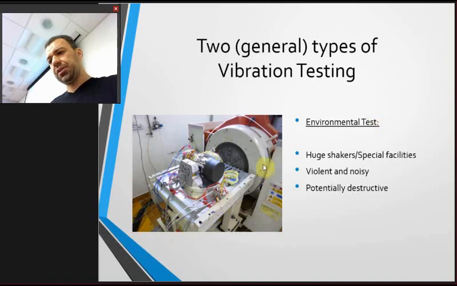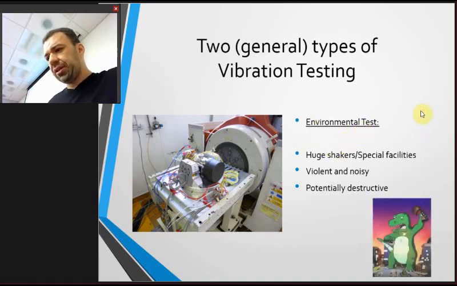This is the table. This is your structure. The table simply allows the shaker, this huge structure here, to vibrate it with force. And this test is important, but it requires very big shakers, which tend to be limited by the mass of your structure in test. You need special facilities for this. It is an extremely violent and noisy test, and it can potentially kill your structure. So if you are going to do environmental testing, be ready that your hardware may not return in one piece. It's very violent. To summarize, it's like a raging Godzilla.